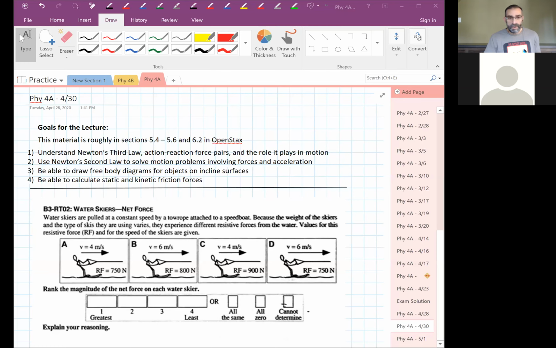We've got the water skier being pulled by a boat, and they're being pulled at constant speed. Because the weight of the skiers and the type of skis they're using varies, they experience different resistive forces from the water. Values for this resistive force are given in the problem. So rank these based on the net force on each of these skiers.